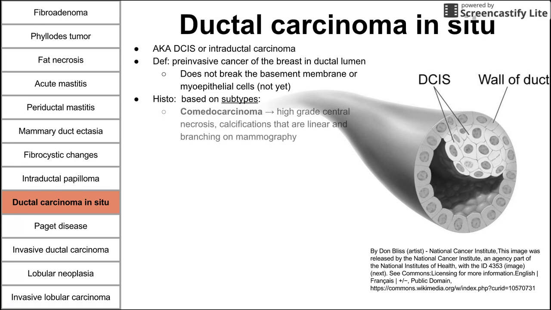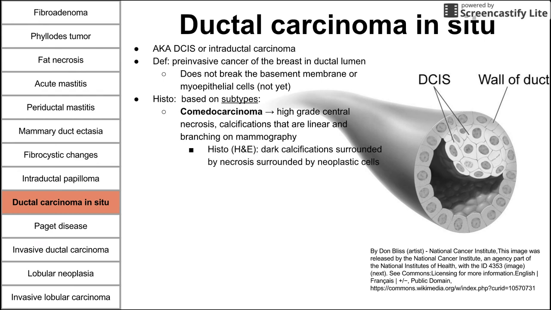Histology, there are several subtypes. The one that's most important to know is the comedocarcinoma, where you see a central region of high-grade necrosis. You also see calcifications that are linear and branching on mammography related to comedonecrosis. That's worth being able to recognize as well. Linear and branching calcifications. So on histology for the comedocarcinoma, again, you see a dark calcification region. This calcification region is usually surrounded by necrosis, so calcification happens in the middle of the necrotic region, and around the necrosis are the rest of the neoplastic cells that have some cytologic atypia, some other indication of being malignant.